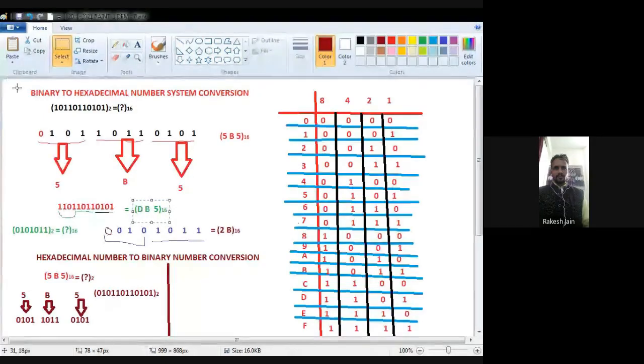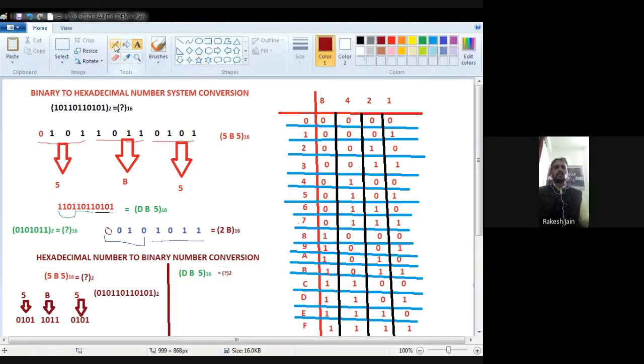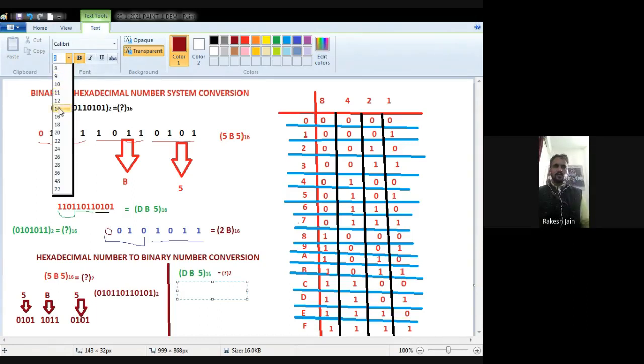Now we take the second example, DB5 in hexadecimal, and we have to find out the equivalent binary. Sorry, the size has decreased, so don't worry. First of all, just write down the number separately, which is given in hexadecimal format. So it is D, then B, and then 5.